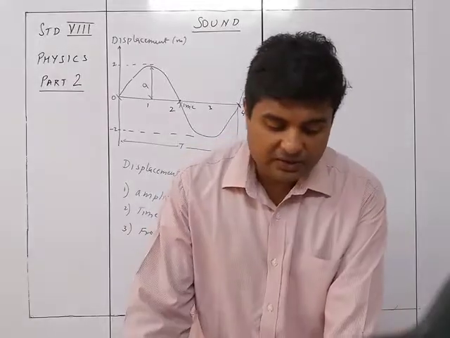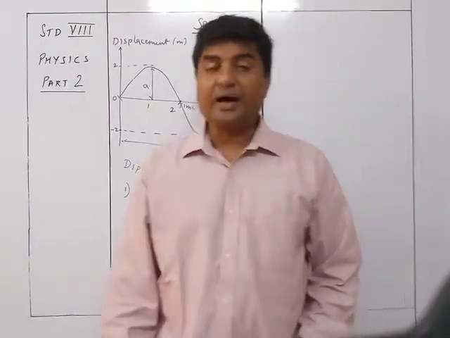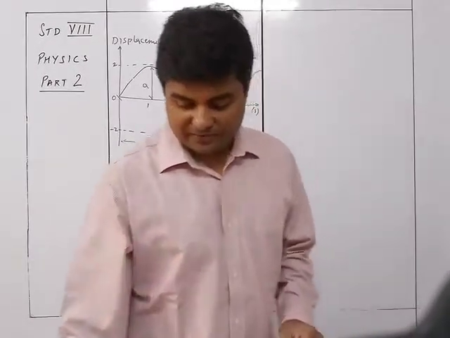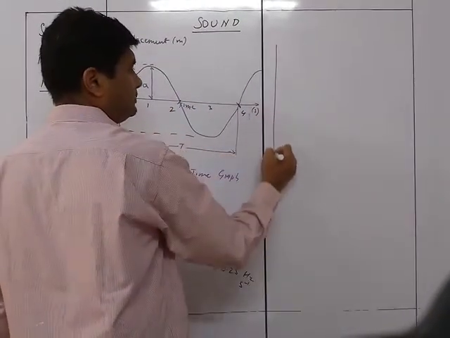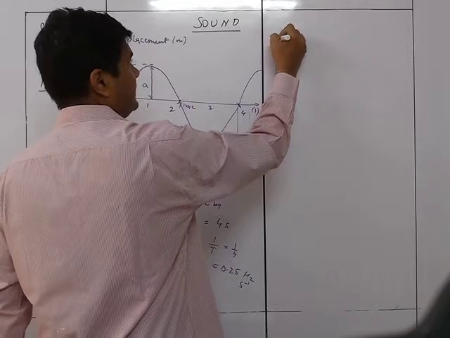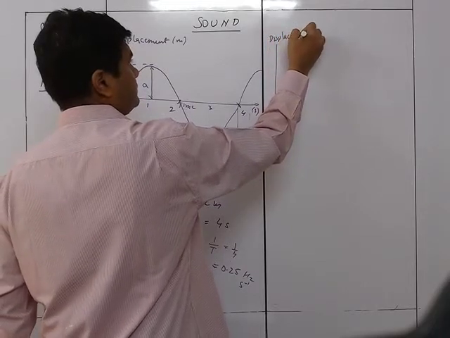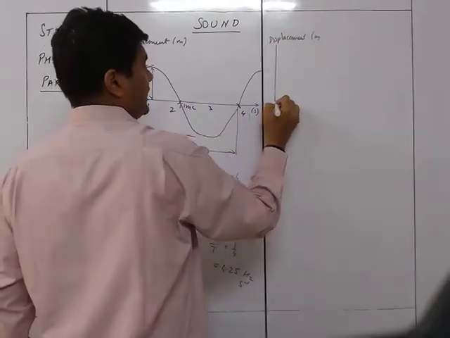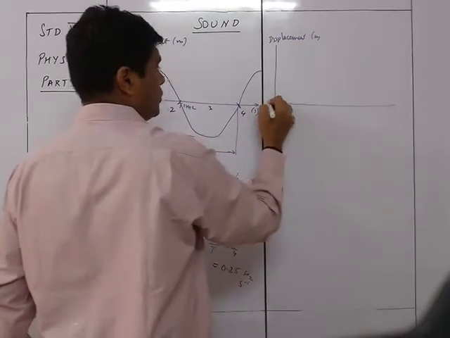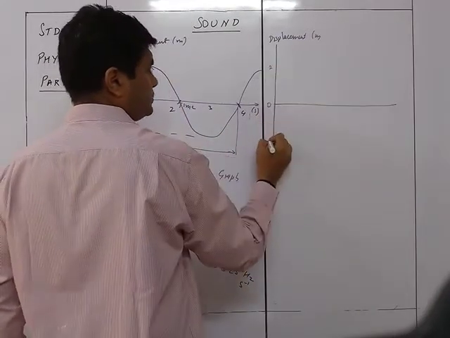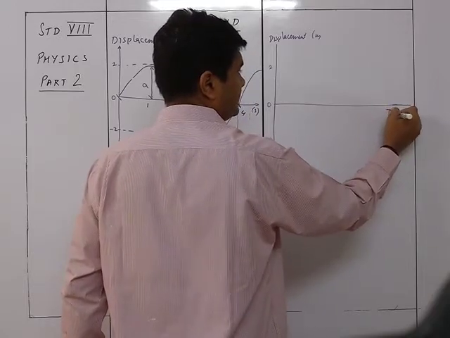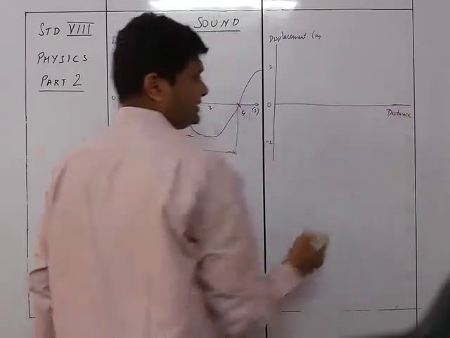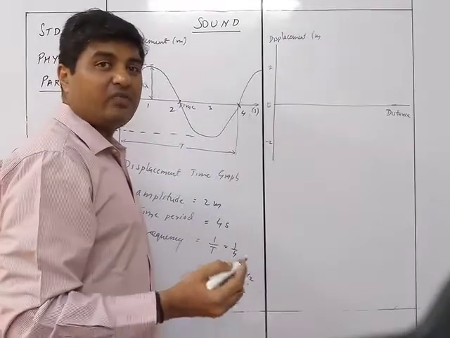So that is the displacement time graph. Now we see the displacement distance graph. In the displacement distance graph, it will be quite identical. This is the displacement in meters. Again, this is the mean position O, this is 2, this is minus 2. Over here is the distance. So instead of the time, it is a distance. Why the distance? Because we need to find out the wavelength.